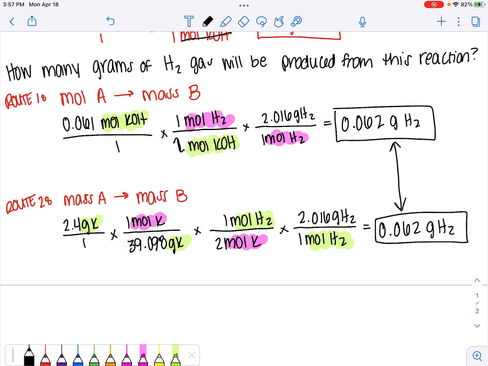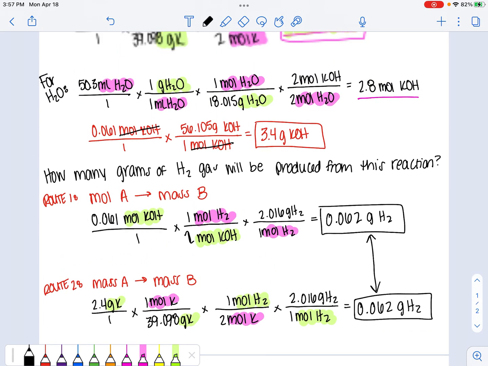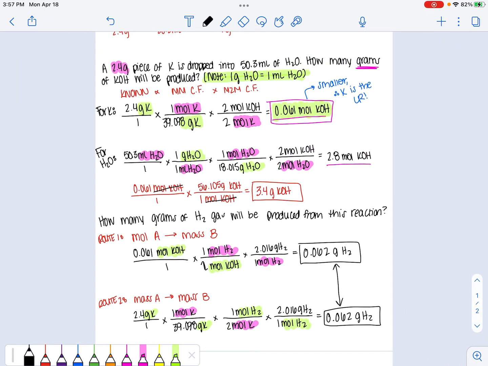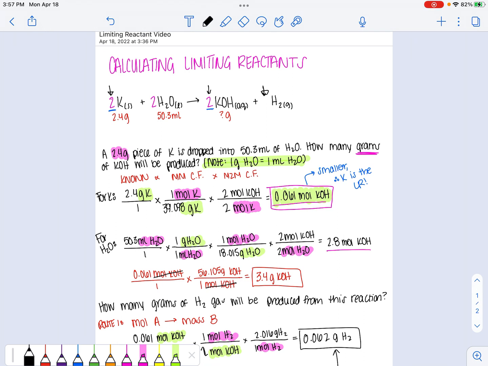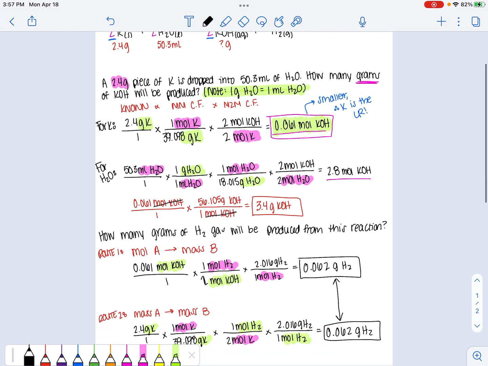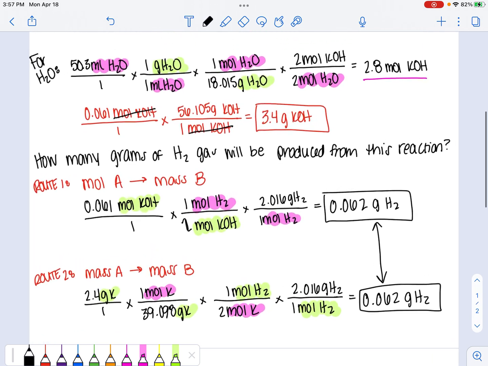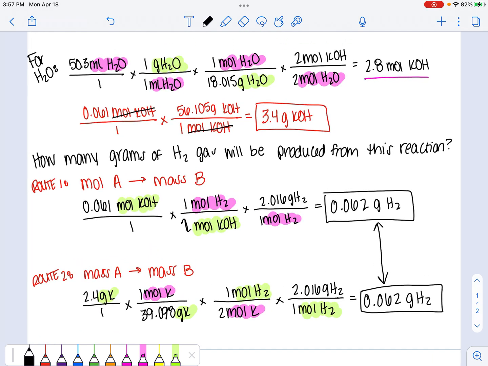There's a couple different ways you could go. As long as you get your conversion factors right, you should end up with the same answers. But for calculating limiting reactants, you've got to go through those same 4 steps. Step 1, get your balanced chemical equation. Step 2, calculate your theoretical yield. Step 3, choose the smaller value to identify your limiting reactant. Step 4, finish off the problem for whatever you're asked.